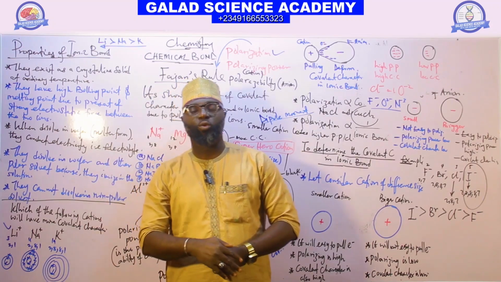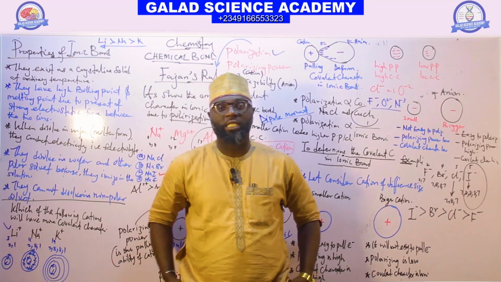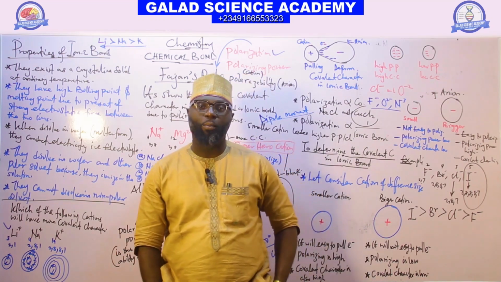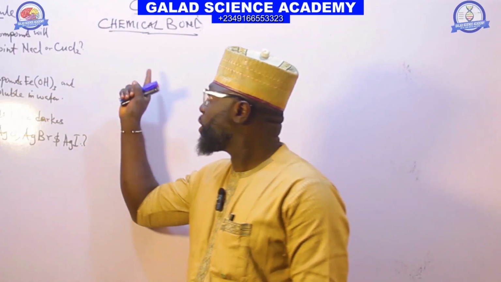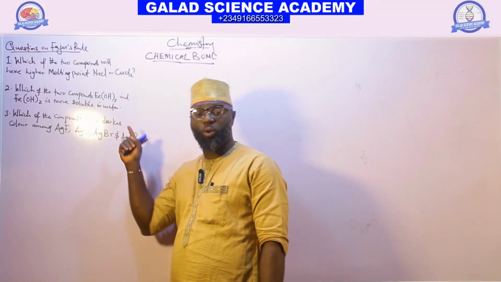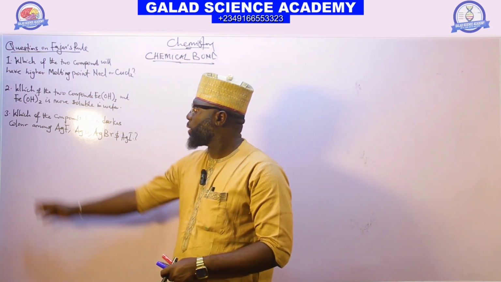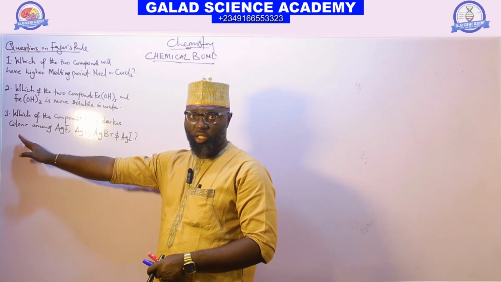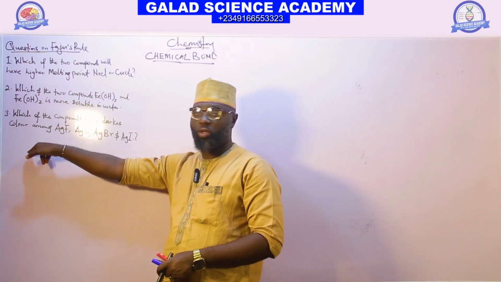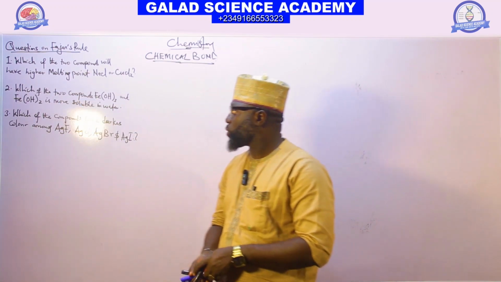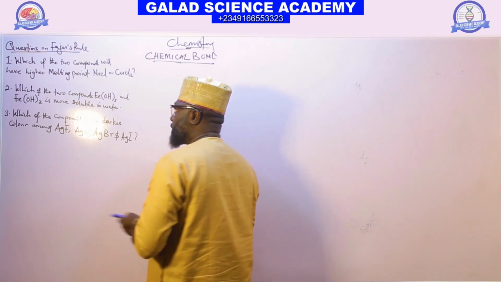So the next thing is we are now moving to covalent bond, which is the second type of intramolecular bond or interatomic bond. Before we move to the next aspect of chemical bonding, which is covalent bond, I would like to solve these 3 questions, which are the application of Fajan's rules. So let us solve the question. Look at the first question, question number 1.